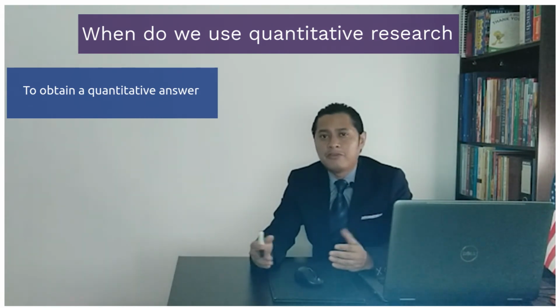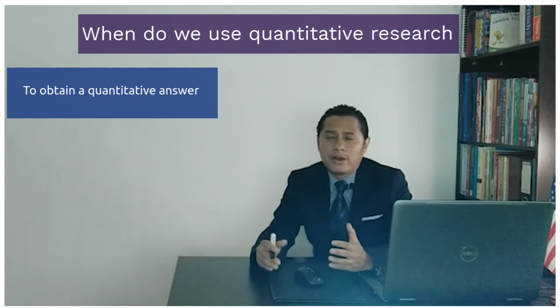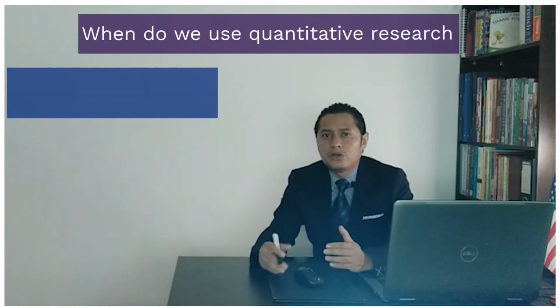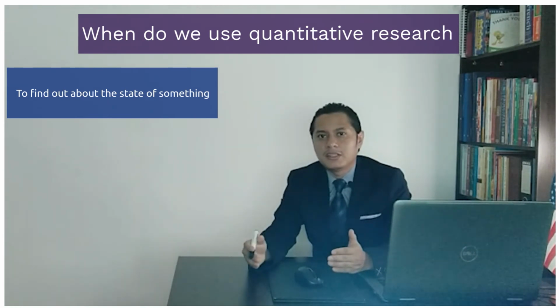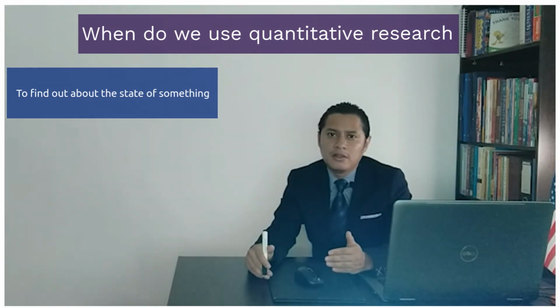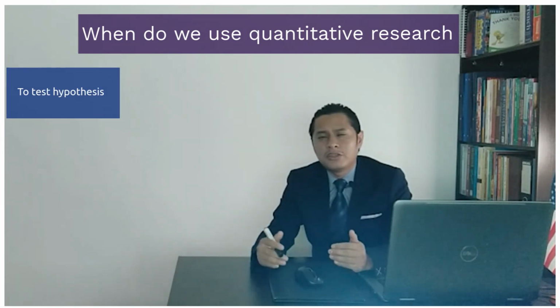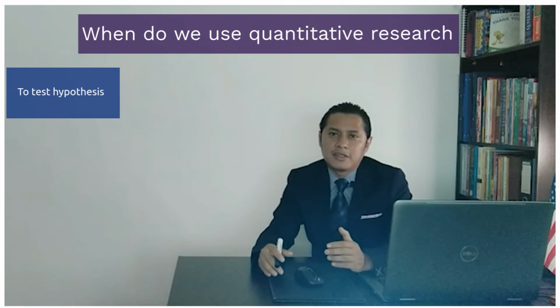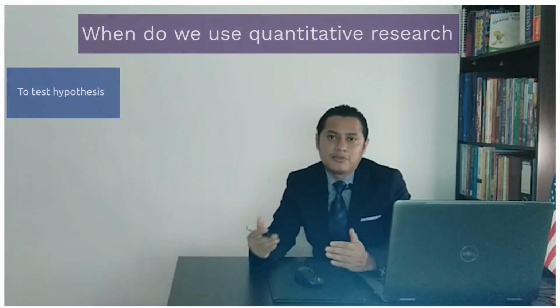For example, are female students rising or falling in your school? The third one is to know the state of something. For example, what factors might influence students to drop out of school? And the last one is to test hypotheses or know the relationship between them. For example, are living conditions affecting the student's achievement?